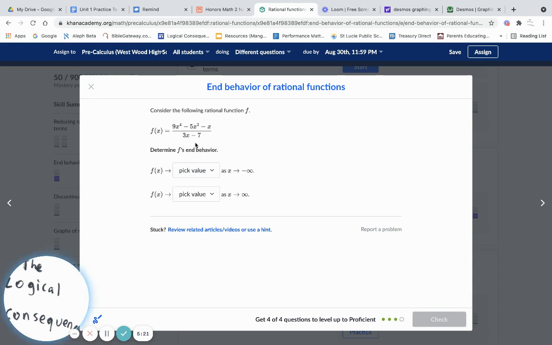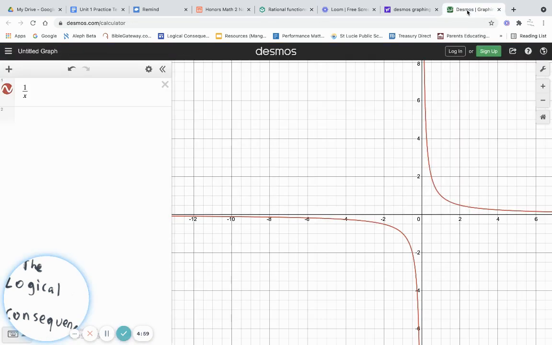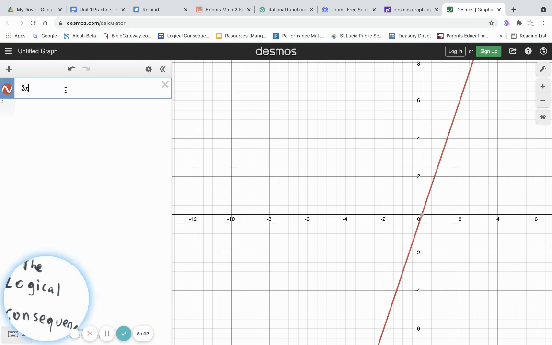Okay, last one. Let's see. This one is 9x to the 4th over 3x cubed. Again, you're ignoring the rest of it. So it's going to be 3x. What happens to 3x? If I do my graph here, if I just do 3x, that's just a linear function. As 3x goes to the right, it goes to positive infinity. As 3x goes to the left, it goes to negative infinity.